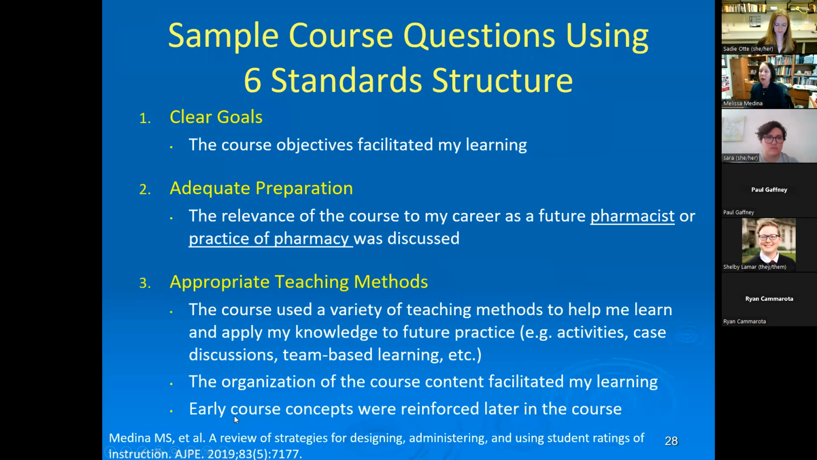Just to give you an example of how you can align your questions with the 6 standards of scholarly work, for example, if the first standard I told you was clear goals, you can ask a question about your course objectives. The course objectives facilitate your learning. Maybe adequate preparation, that the relevance of this course was discussed related to my future practice or my future career.